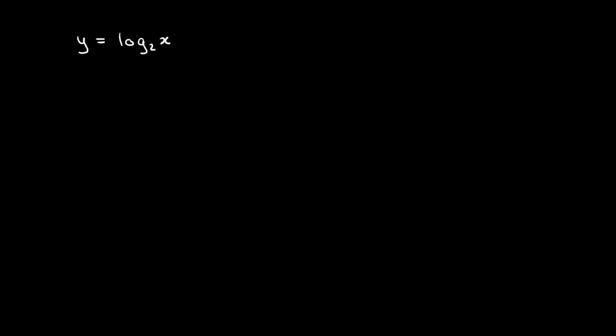Okay, so we've learned how to differentiate natural logarithms, that is, logarithms with base e. But what about logarithms with different bases, say for example here with base 2? Well, what we need to do is remember how to change the base of a logarithm.